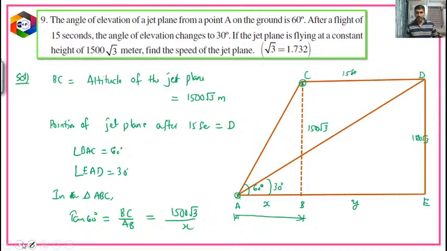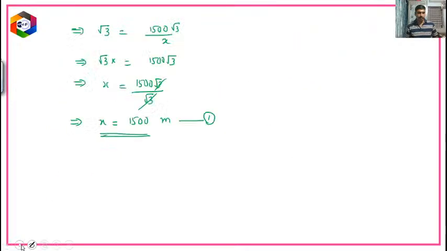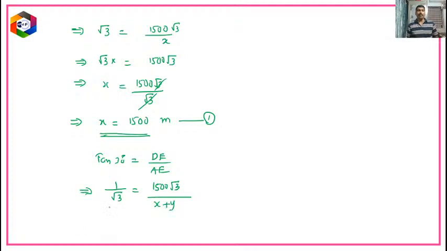So tan 30 degrees will be equal to DE by AE. And tan 30 value, which we know, is 1 by root 3. DE is 1500 root 3 only. AE is a combination of x plus y. This is very, very important. Now cross multiply. Upon cross multiplying, 1 into (x plus y) is equal to 1500 root 3 into root 3.